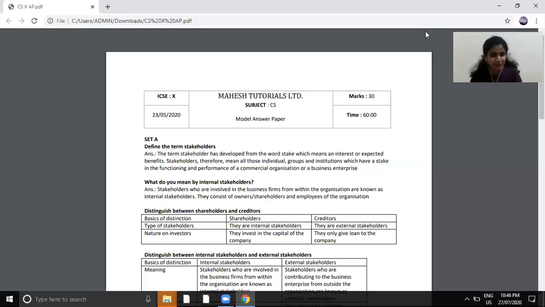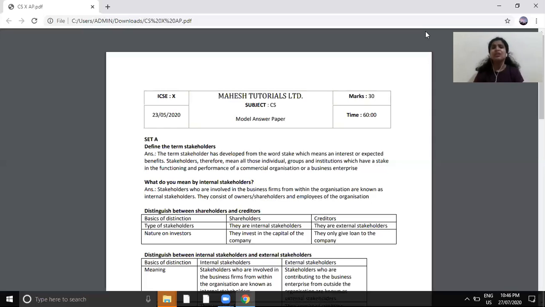So let's start. Now, when you're starting a paper, the section that you're attempting first, you will write the name of the section on the top. Now, since we're starting by solving section A first, you'll write section A on top. Write the question number, that is question 1A, and the sub-question also has to be mentioned clearly. The first question is define the term stakeholders.